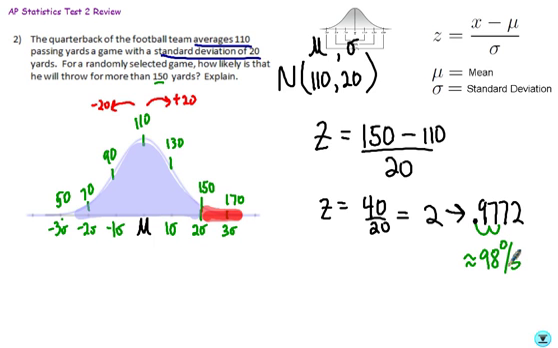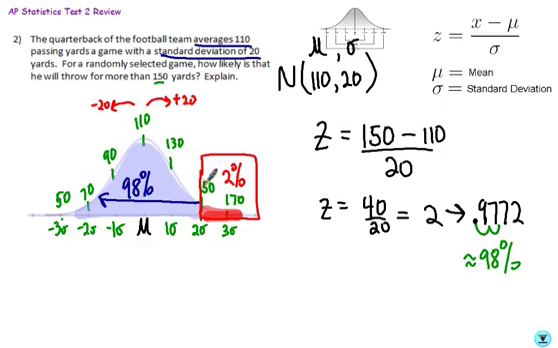So what we're saying is that this part of the curve, this point over, represents 98% of the curve. Well, if that represents 98%, if we subtract from 1, that represents 2%. This chunk right there represents 2%.